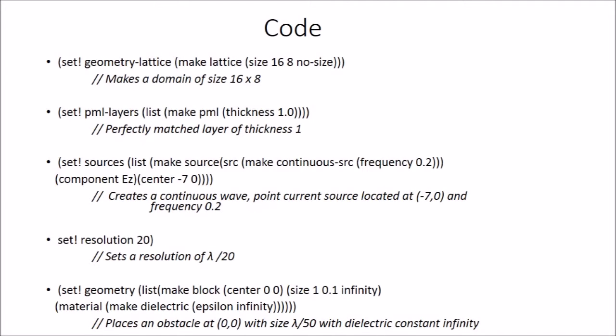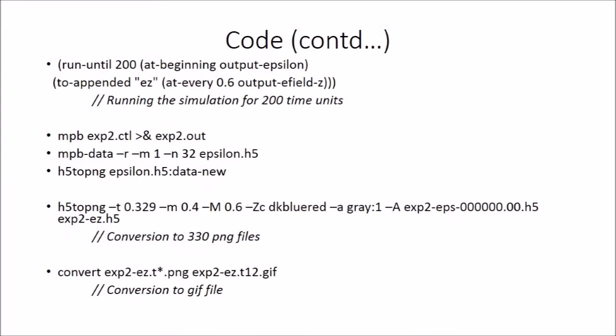Now we look at the code used for the simulation. Firstly, we create a 16 cross 8 simulation domain. Next, we implement a perfectly matched layer of thickness 1 unit. Then we create a continuous wave point source located at -7, 0. This point is with reference to the center of the computational domain, which is the origin of simulation. A resolution is set and an obstacle is placed whose size is varied in different parts of the simulation. The simulation is run for 200 time units to ensure that the system reaches steady state. The field values of Ez are stored in every iteration. Electric fields are then plotted for different time instances and a GIF animation file is created.